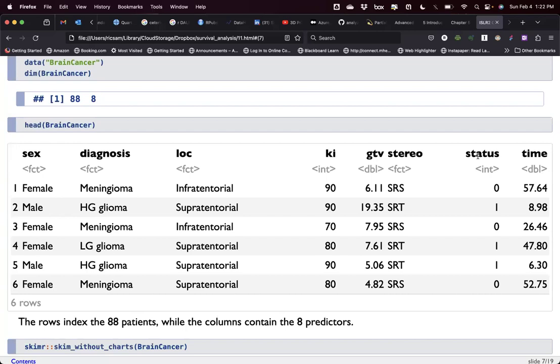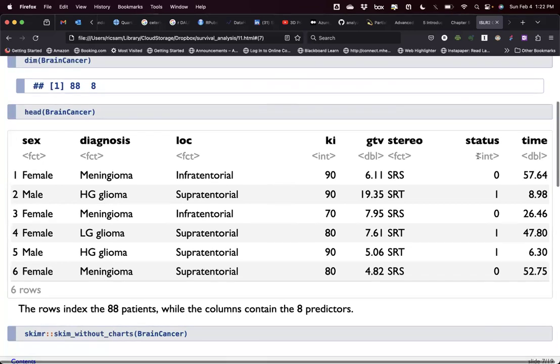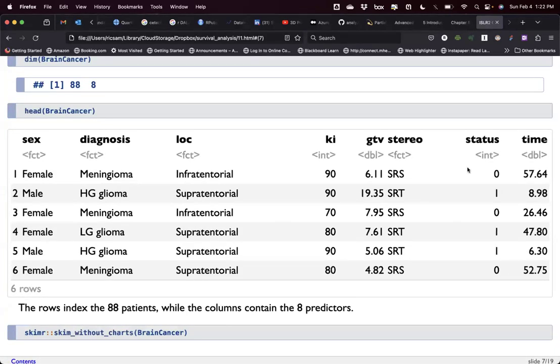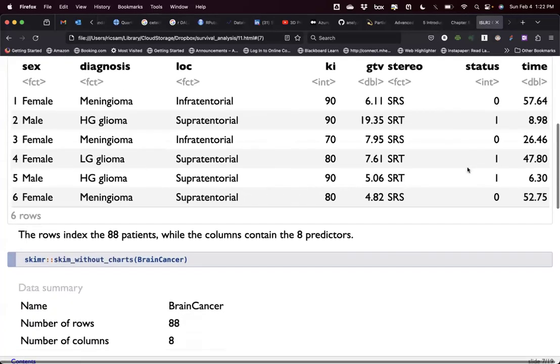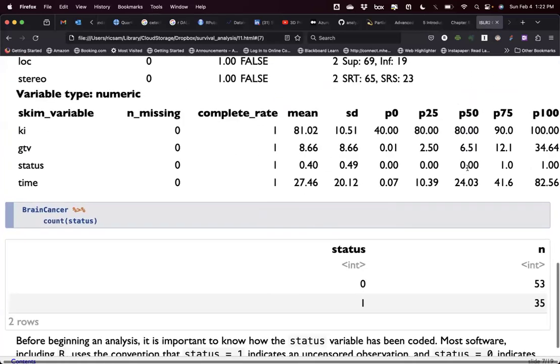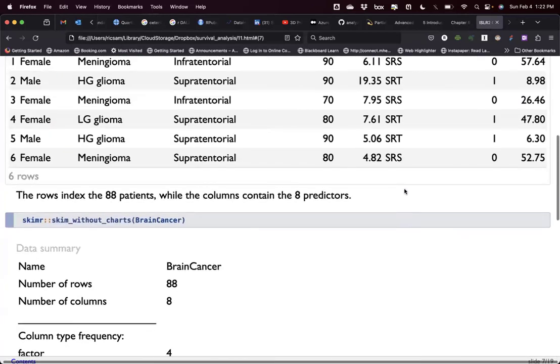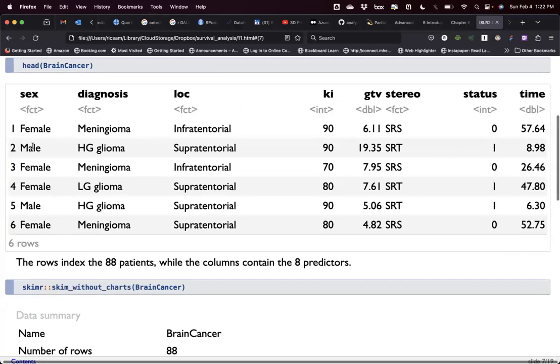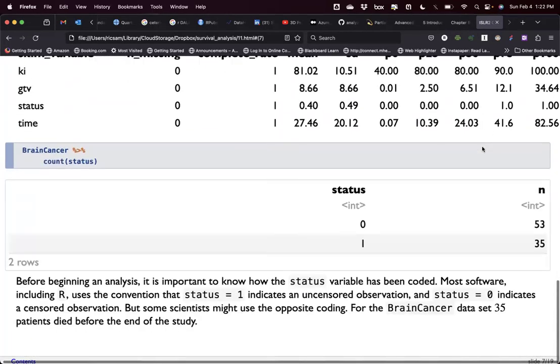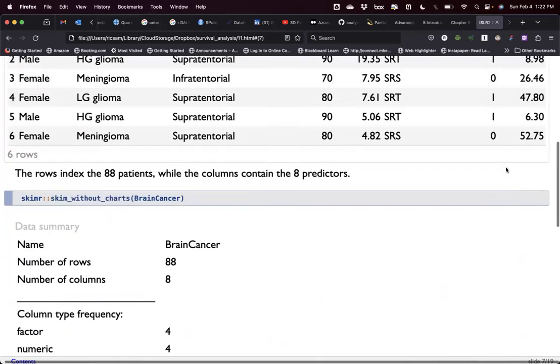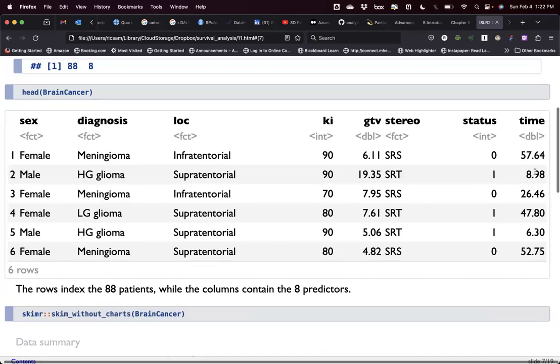The status is going to tell us if the observation arrived at the event or didn't arrive, okay? So it's going to be a binary factor that tells us if it arrived at the event, that's not censored. If it didn't arrive at the event, then that is censored, all right? In this case, the status one, for this observation, male, age, glioma, supratentorial, etc., means that the event happened, okay? And it happened at this period of time from the start.